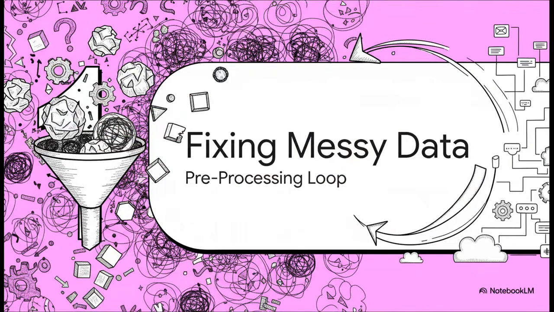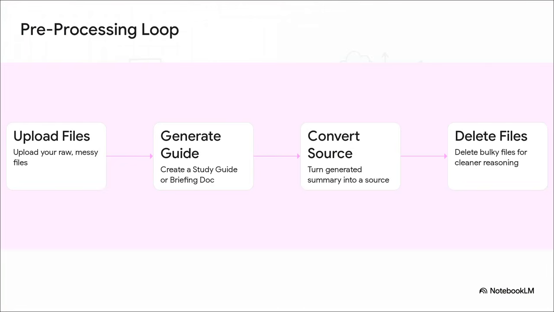All right, Section 1, Fixing Your Messy Data. This is the pre-processing loop. And honestly, it might be the absolute smartest workflow you learned today. You often upload massive, bulky files, but then you get these cluttered, confusing answers from the AI. So you fix this with a super simple 4-step loop.